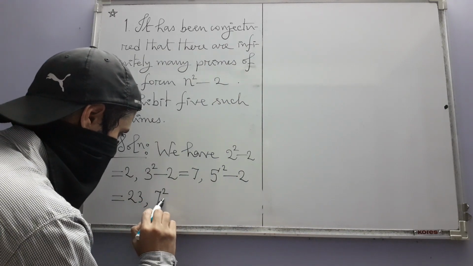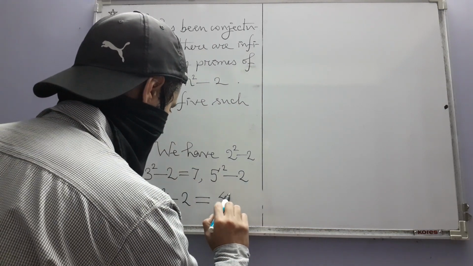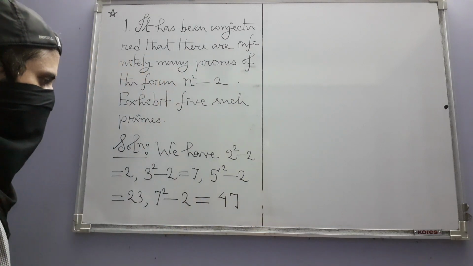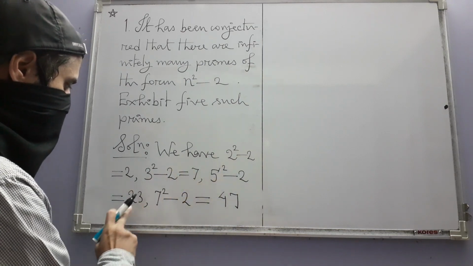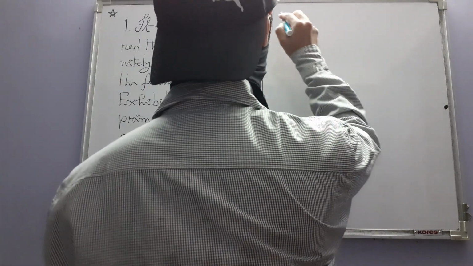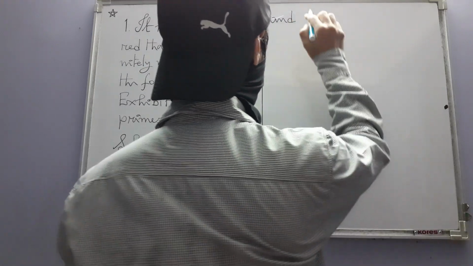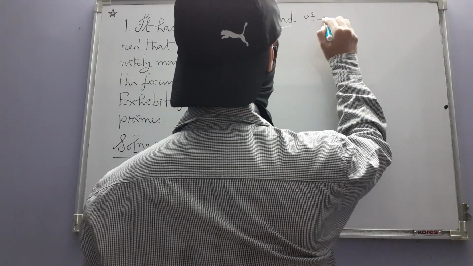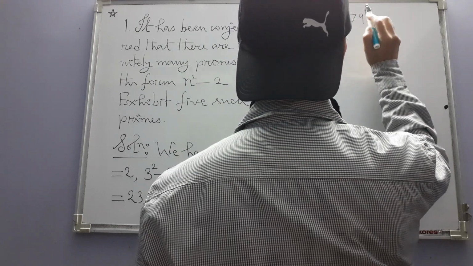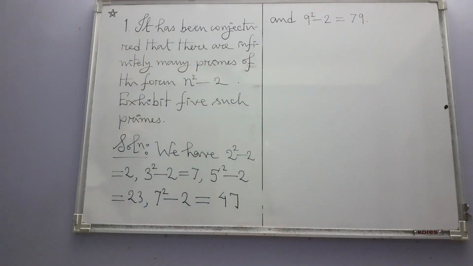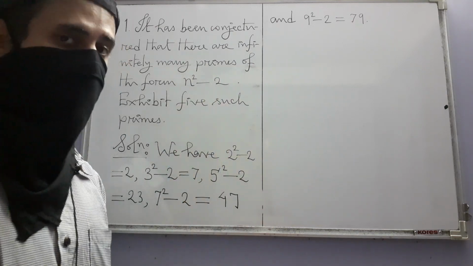Then 7 square minus 2 is 47, that is another prime. And how many have we written? 1, 2, 3, 4 and another one. And 9 square minus 2 is 79, which is also a prime. So you can take these as 5 examples of n square minus 2 which are all primes.